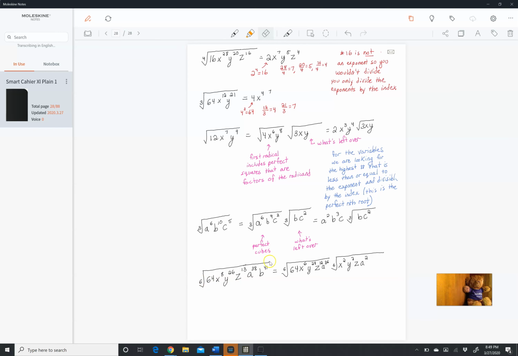And b, 41 is not divisible by 6. 40 is not. 39 is not. 38 is not. 37 is not. But 36 is. So we're going to have a b to the 36 here. Okay, b to the 36. And what's left over? 5.